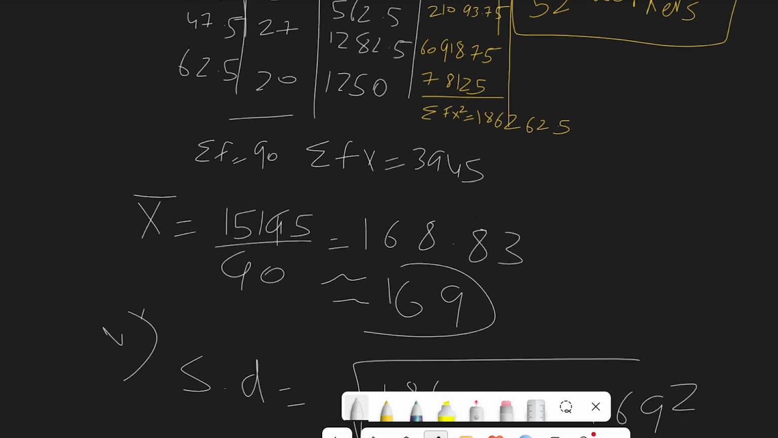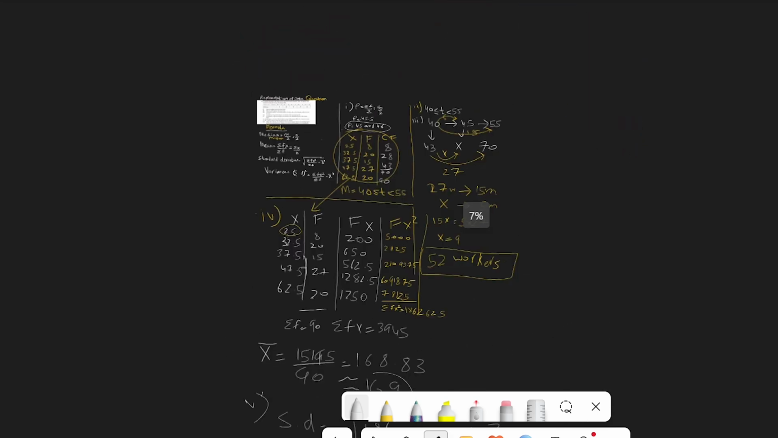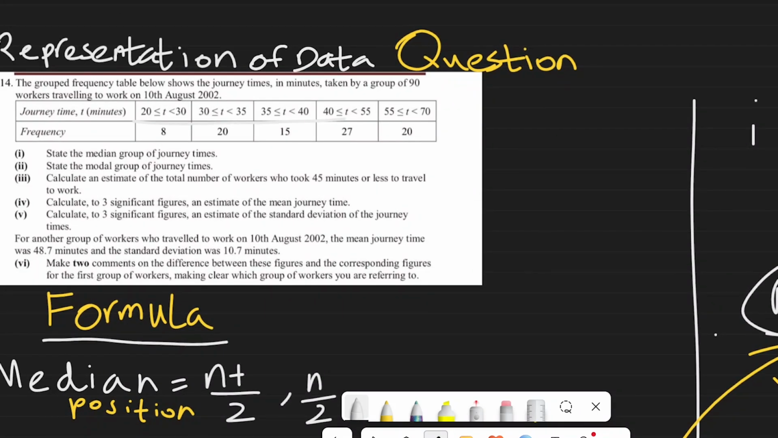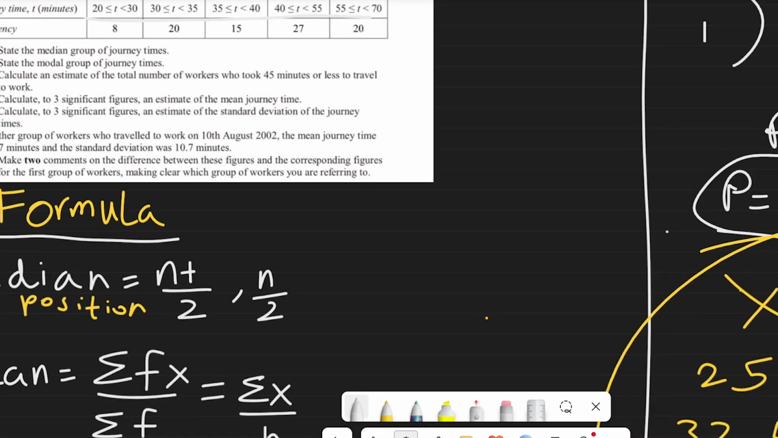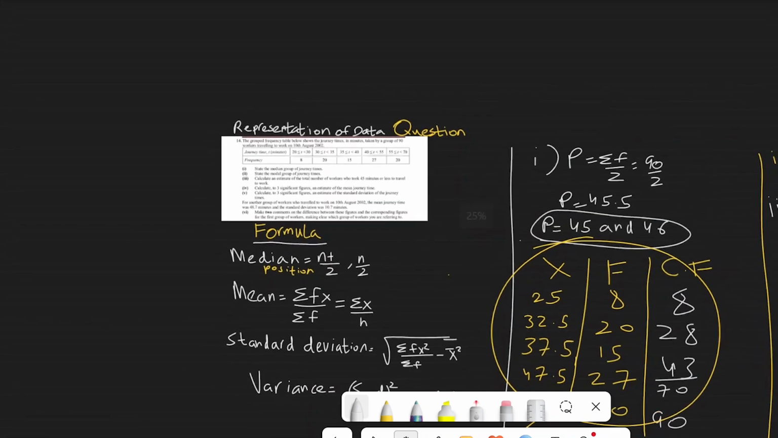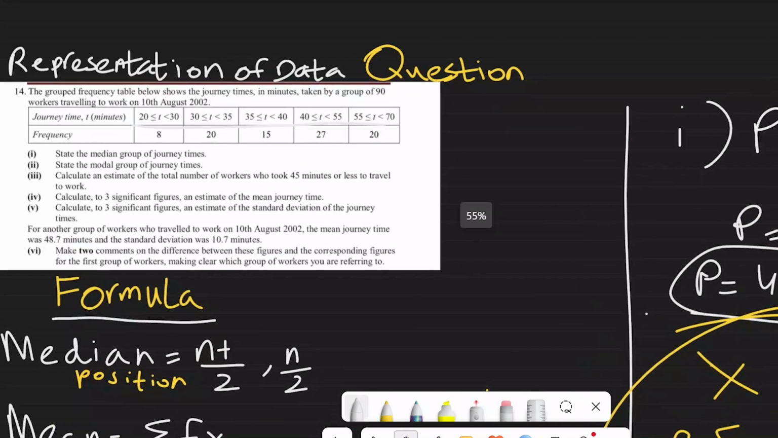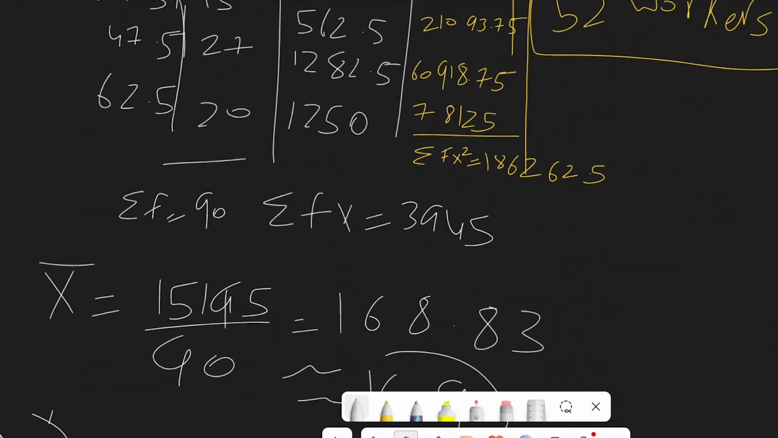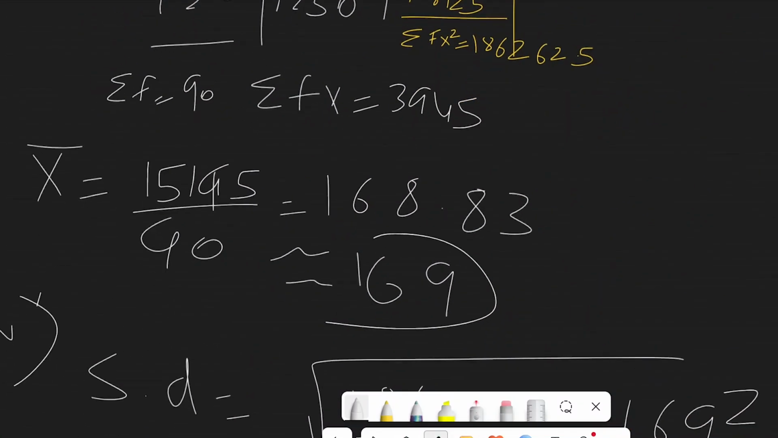Like 169 is the mean journey time, right? And no person has taken this much time traveling. The maximum time taken is 70. So we can't have 169 as our answer. Now we'll just recalculate the mean.